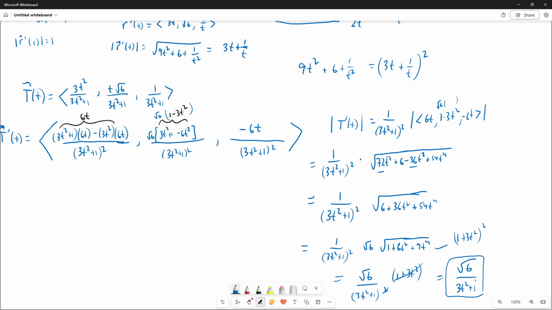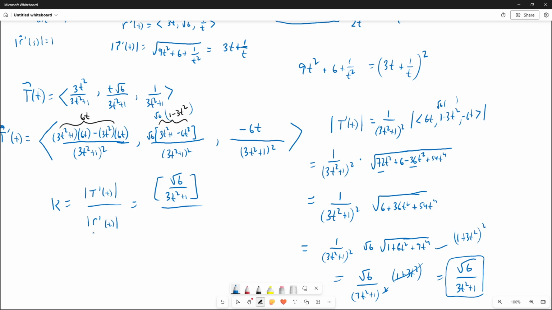So that's not our final answer. That was T prime of t, the magnitude of T prime of t. So remember, the formula for kappa was the magnitude of T prime of t divided by the magnitude of r prime of t. So now we have the numerator of that. It's this fraction, square root of 6 over 3t squared plus 1.